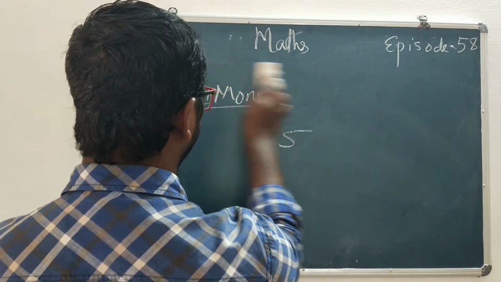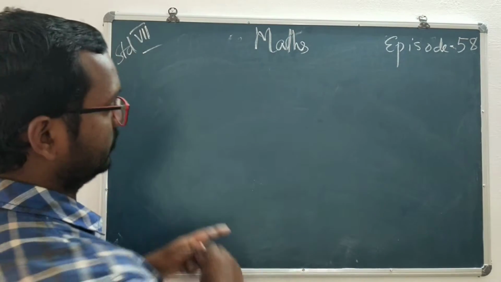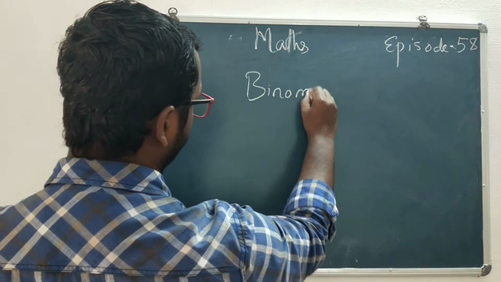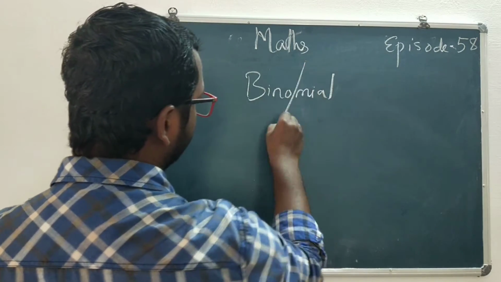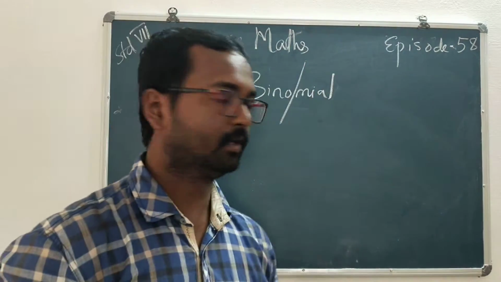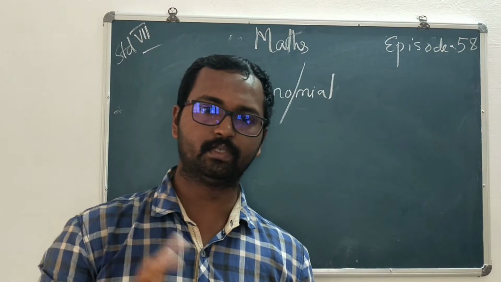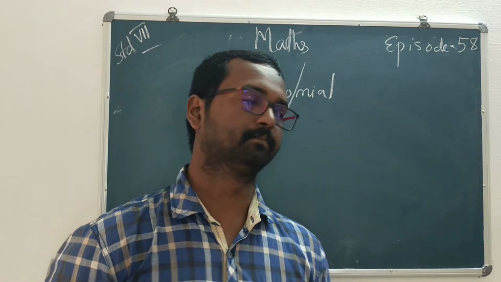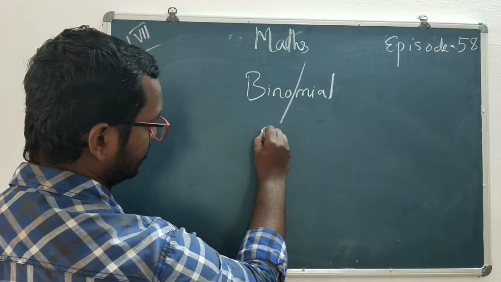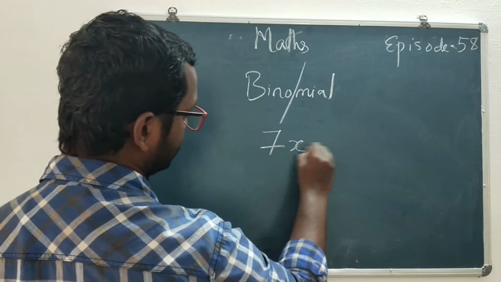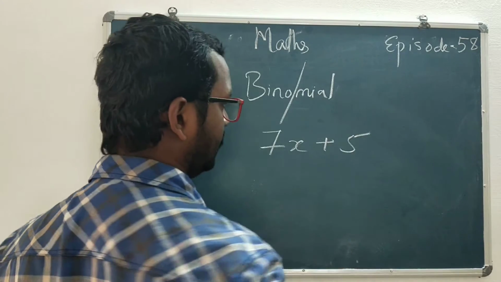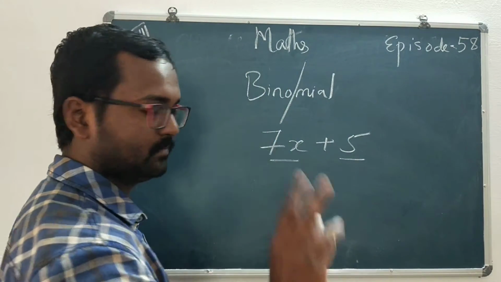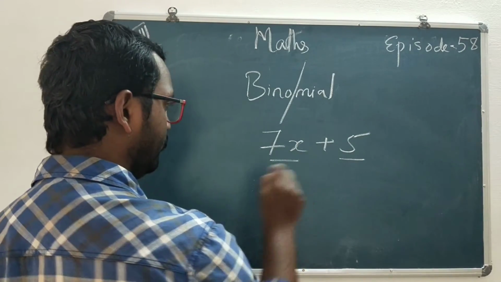Let us look at what is binomial. Bi represents 2. Nomial means terms. So if there are 2 terms, we say it's binomial. So let us say 7x plus 5. This is one term, this is one term. Total there are 2 terms. So we say this is binomial.